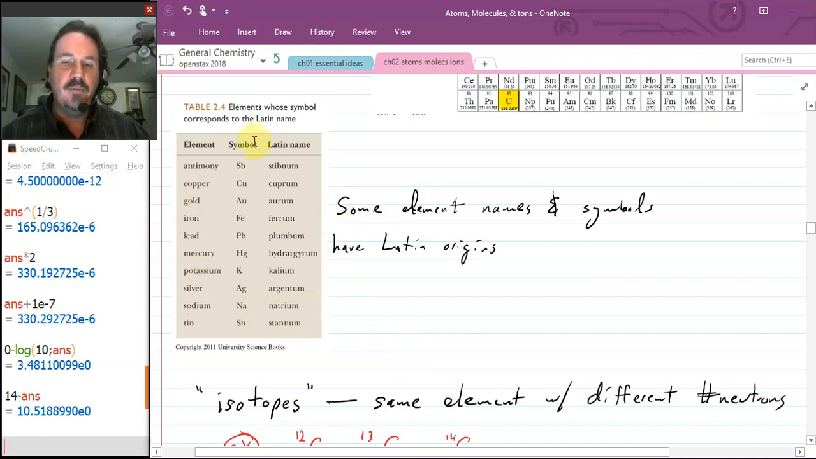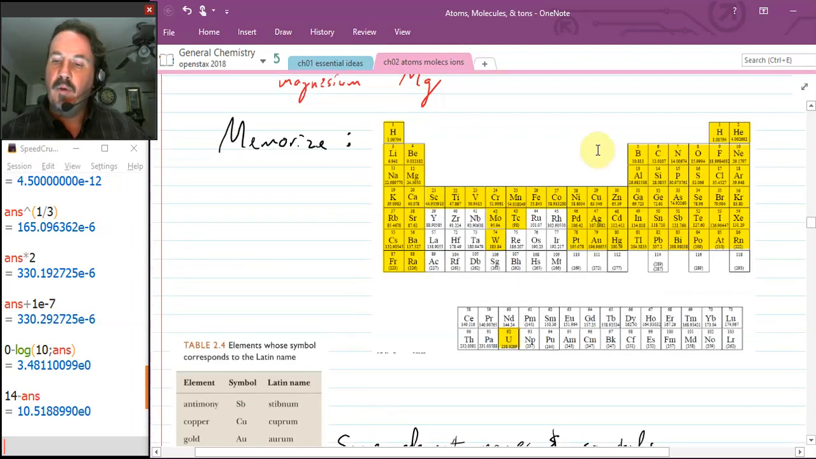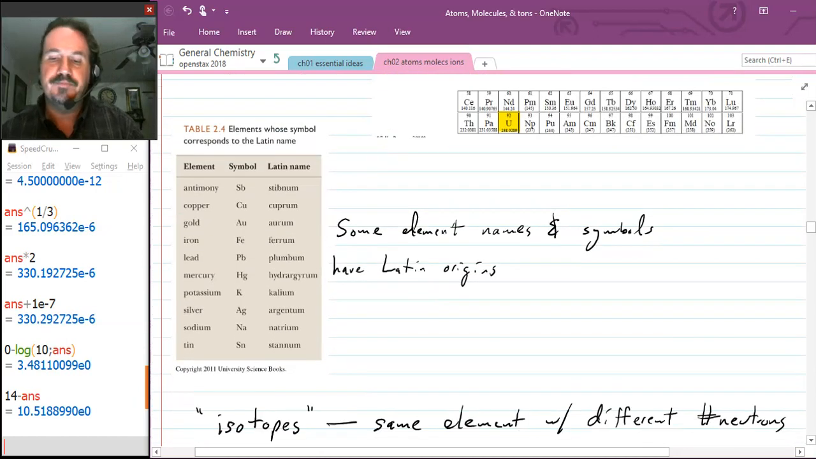Okay. Other odd ones are in this block here. I put this little table up on Moodle, and there's a similar table in your textbook. Antimony is Sb because it used to be stibium. Copper, Cu because of cuprum. Gold was aurum, iron was ferrum, and so on. So yeah, some of them are a little odd. You've got to get them memorized, but the odd ones make sense when you realize their origins.